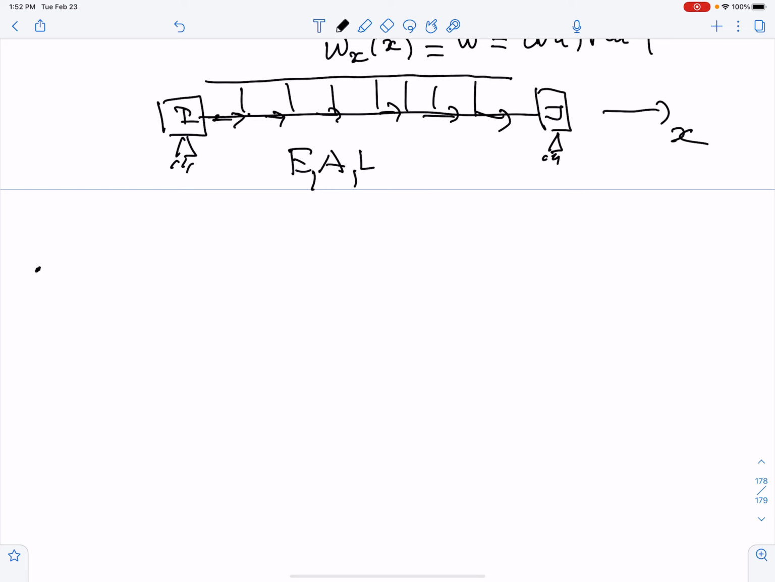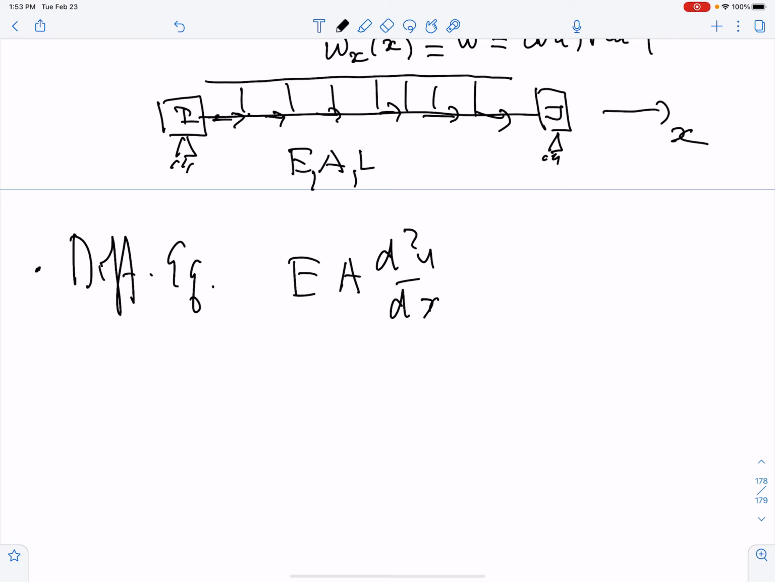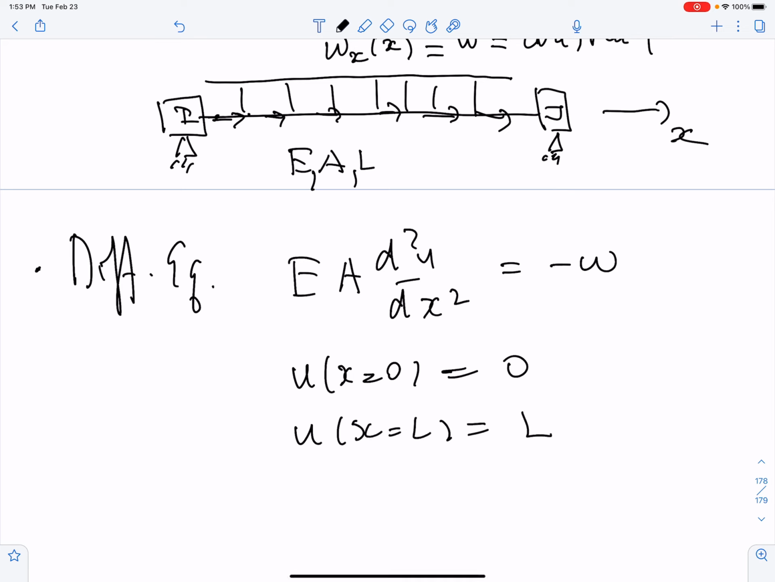So the differential equation that governs the problem is EA, and assume prismatic again, d squared u dx squared equals minus w. Right, this is the value of the constant load. u at x equals 0 equals 0. u at x equals L equals 0 too. Okay, so this is our boundary value problem that we need to solve.